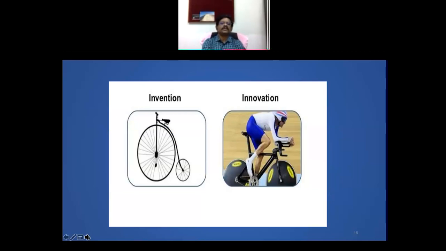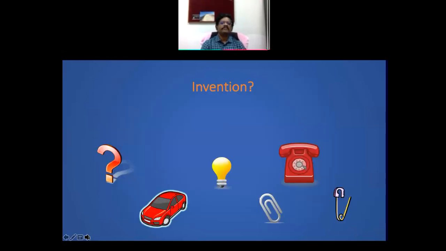So for example, take invention and innovation. Invention is something like designing a cycle, and innovation is over and above that. You can see a lot of improvement, adding new features, and giving a different shape, size and model, so all these things come under innovation, right? And invention is something like the bulb, or a telephone, or a pin, or a car, or even the mobile.